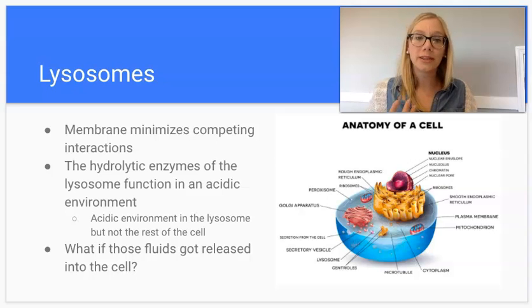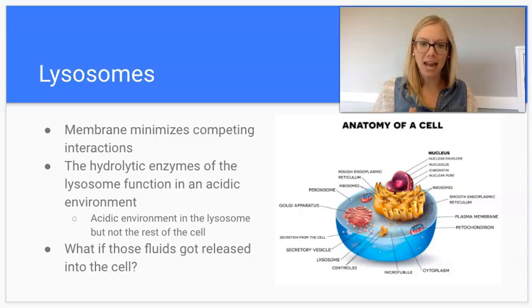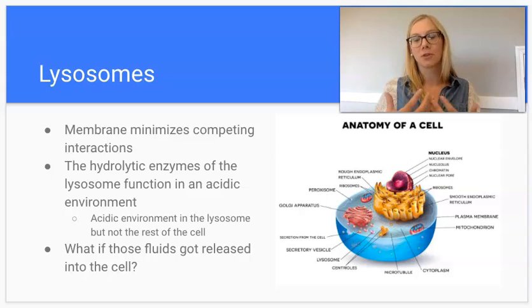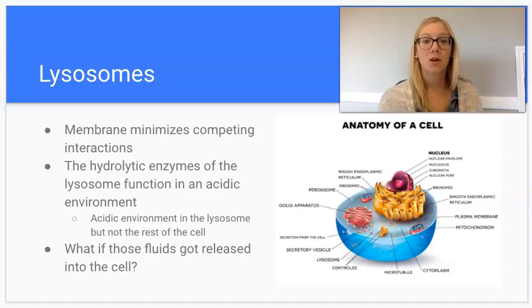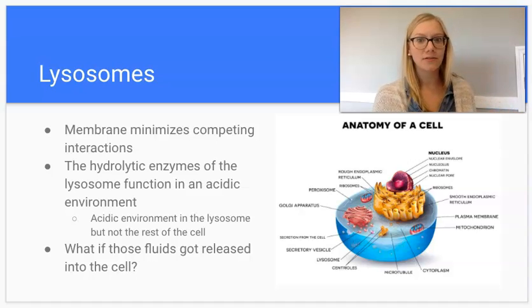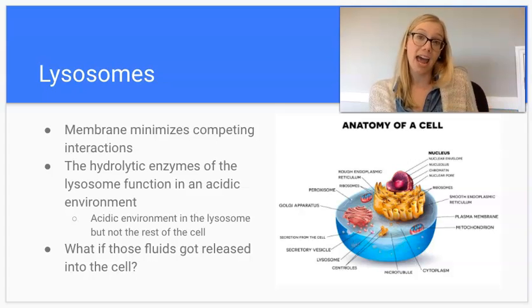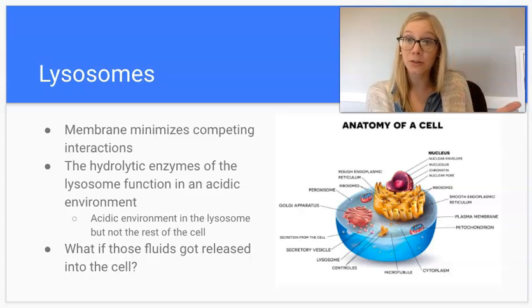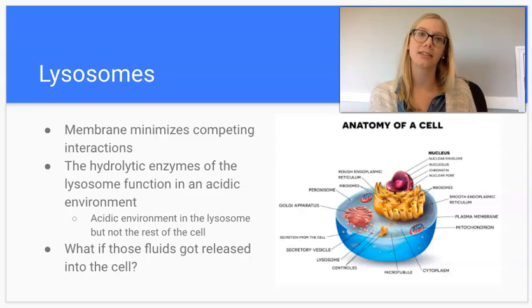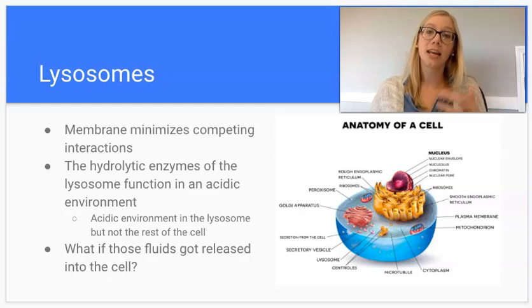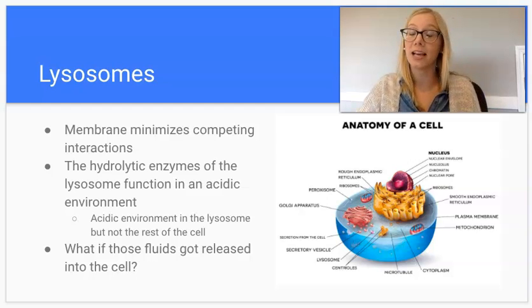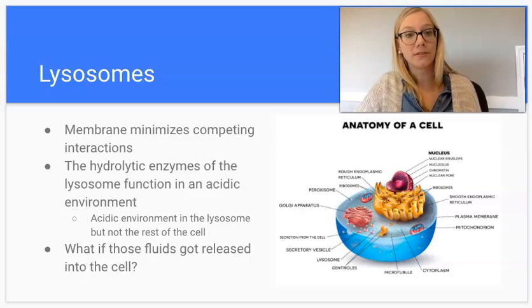So one thing to think about is what would happen if those fluids in the lysosome got released? What if they gave way, broke free, and entered the whole cell? Well, that would mean that the pH of the cell is changed because those enzymes are there. That acidic environment is released, and perhaps it would start killing organelles within the cell, or maybe even the entire cell itself, because the cell is not made to survive in that acidic environment. Hence, having it in that little lysosome, with the lysosome having its job, is beneficial to the cell.